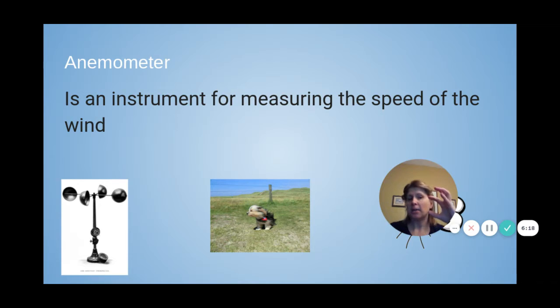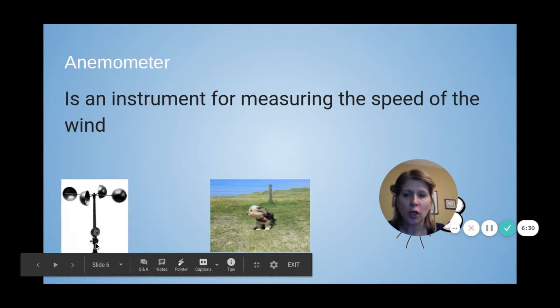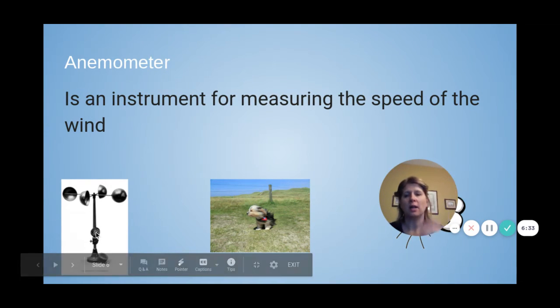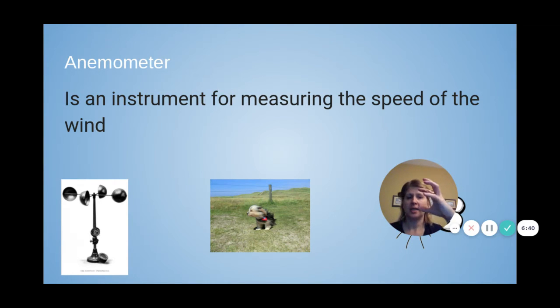Say anemometer. Anemometer measures the amount of wind speed. And if you look here, now this picture is hard to see, but as that twists around, that goes up and down, and there's a scale that measures how fast the wind speed is going. So everybody put your hand here. Anemometer measures wind speed.